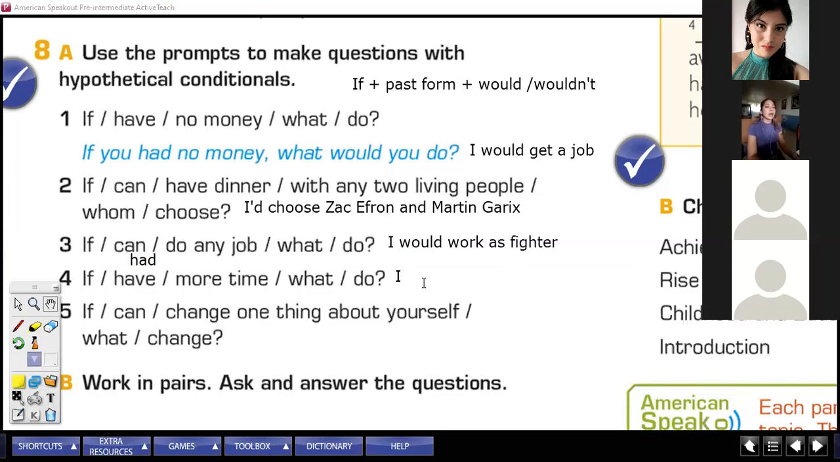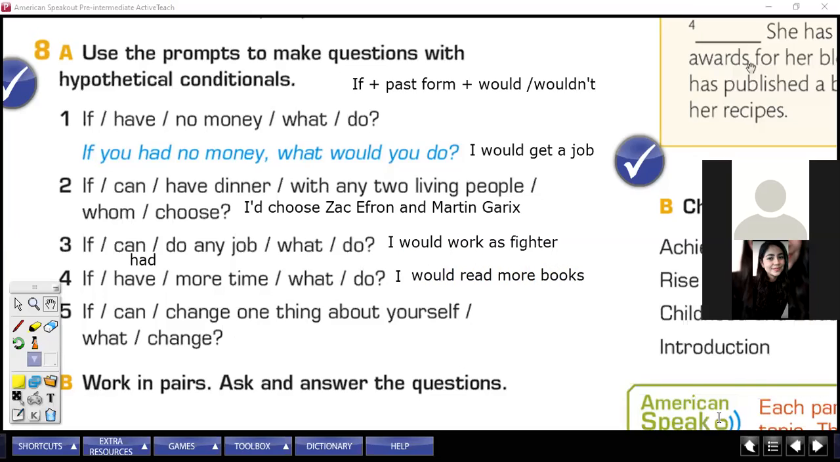Okay. If you had more time, what would you do? I will read more books. Okay. Thank you. And the last one, please.